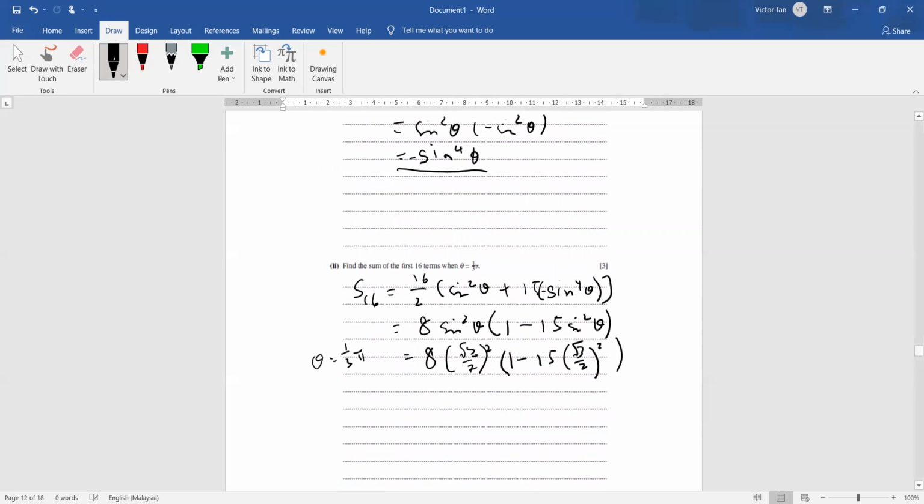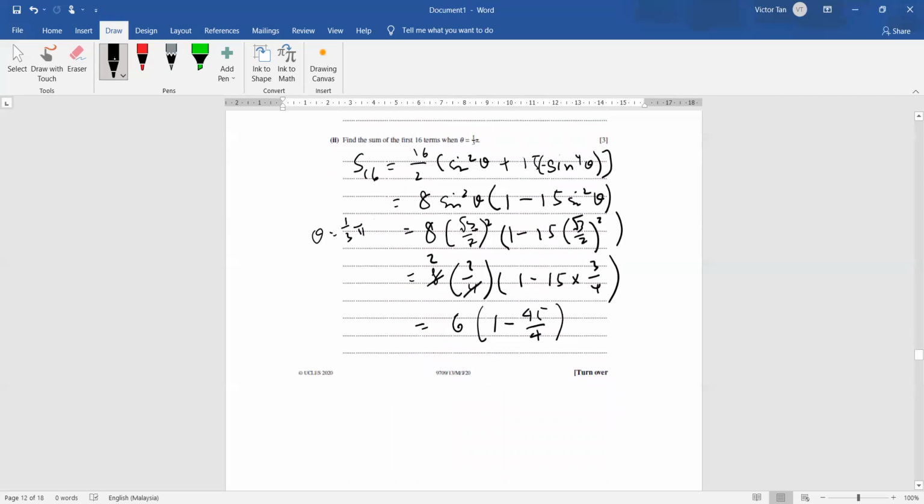Okay. So with 3 over 4, you can cancel, get 2. 2 minus 15 times 3 over 4 equals 6 times 2 minus 45 over 4, which is 1 over 4. Minus 1, 2, 3 over 2. Okay, that's it.